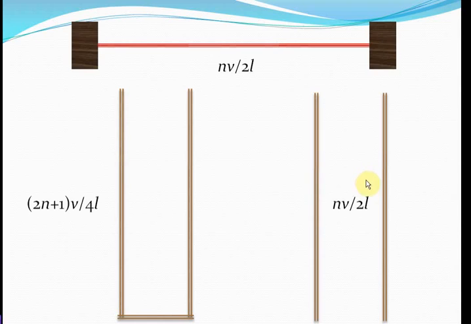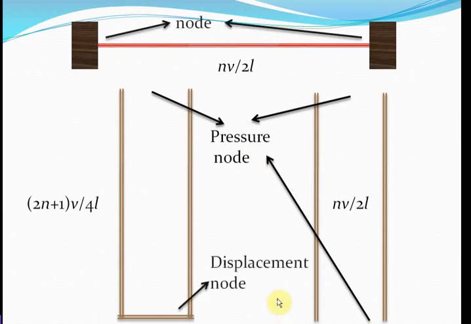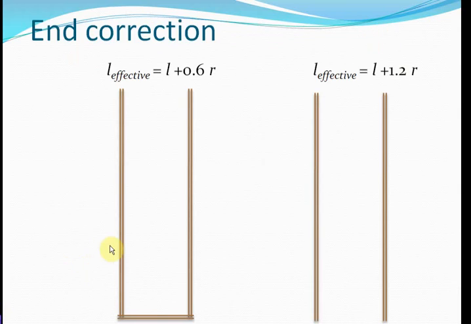In all these cases, the standing waves generated follow certain conditions, so that certain points are nodes and certain points are antinodes. You can see in this case, this point and this point are all pressure nodes, because in any organ pipe the open end will always have delta P equal to 0. This point is a displacement node, this point is a displacement node, and this point is a displacement node. So there you go. In the case of organ pipes, we also have a special factor called the end correction.